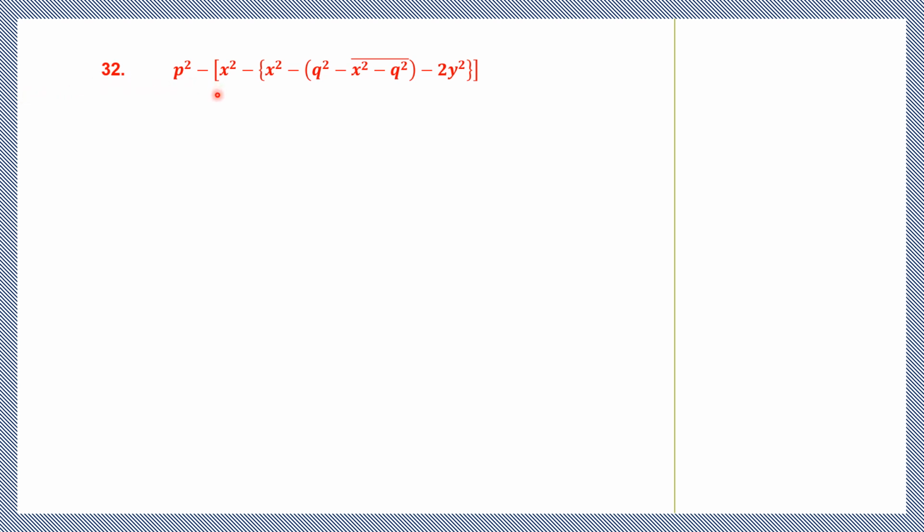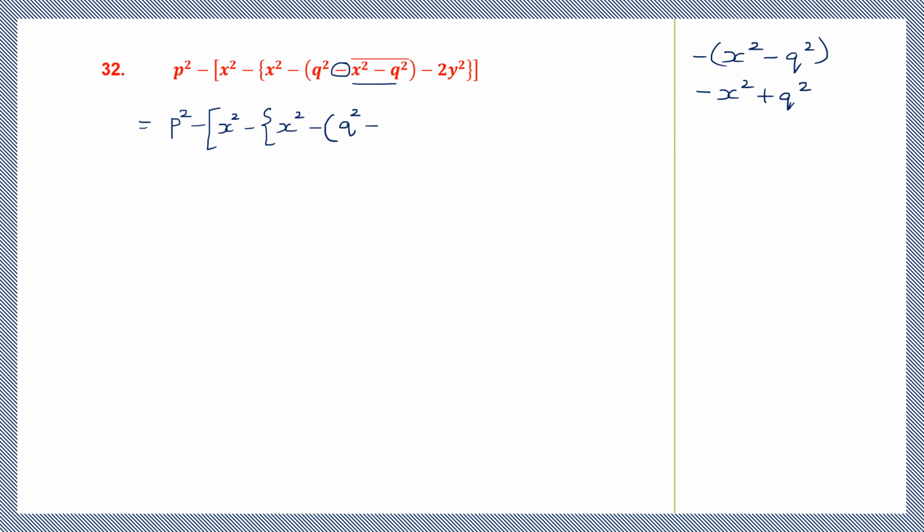Question 32. Here we have the square bracket, curly bracket, the common bracket and the bar bracket. So according to BODMAS, we need to work on the bar bracket first. Remove the bar bracket. So this is what we need to remove first. So let's begin with this. So here we have p square minus square bracket x square minus curly bracket x square minus common bracket q square. Now we are going to see what is inside the bar bracket. So we have x square minus q square, and before that, there is a minus sign, so we need to change the sign of all the terms. So minus x square plus q square. So let's write that down. So this becomes minus x square plus q square, and then we close the bracket.